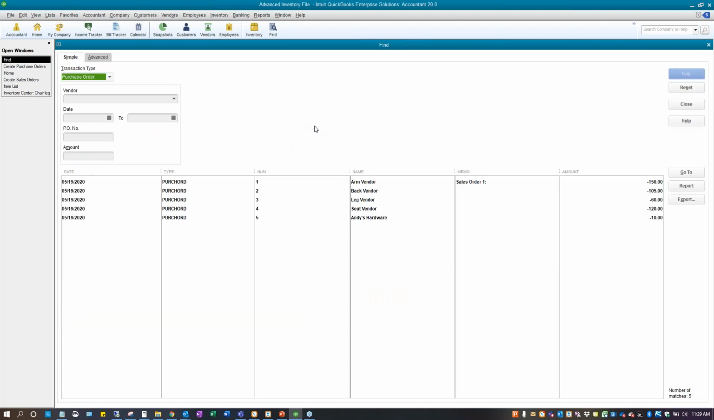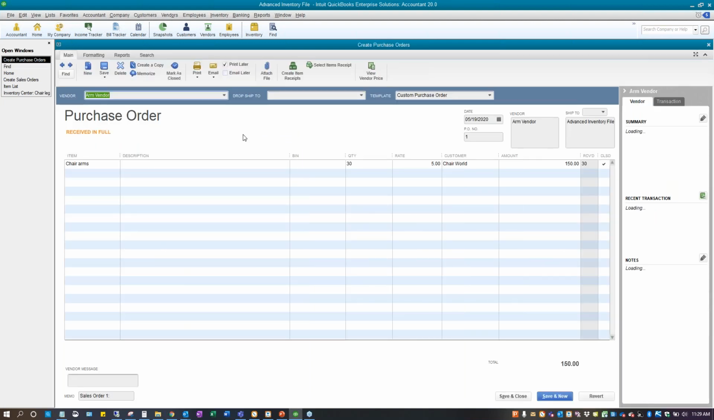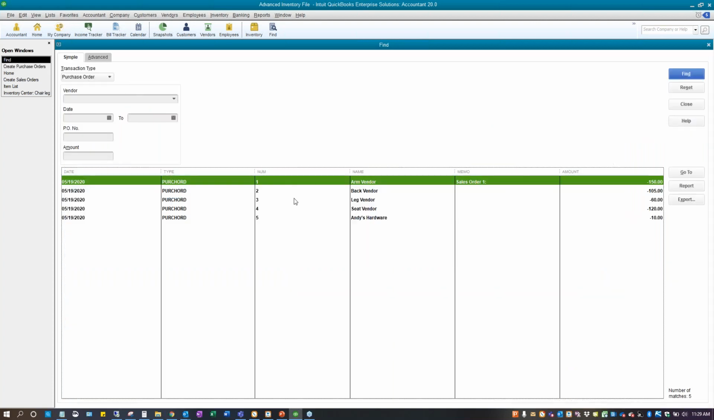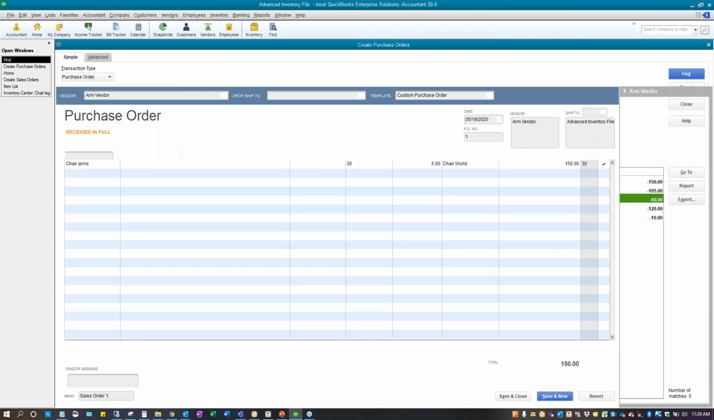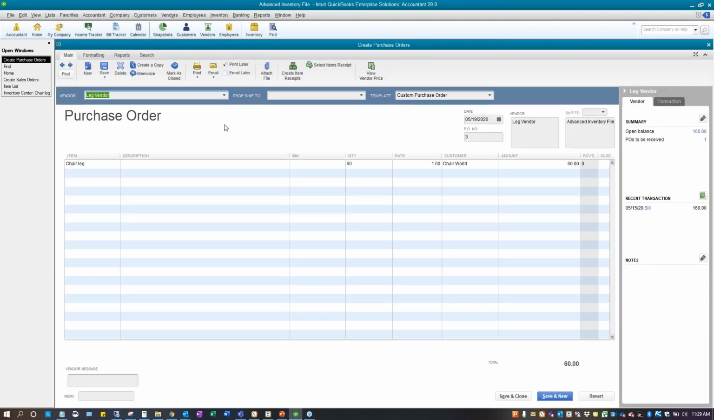So what I did then is I went in and made purchase orders for all of these pieces. And I actually tagged the customer Chairworld as a customer so that I could track it back to that order and that sales order. This one has been received in full and it's now closed. But I have other ones that may not be, like these legs, they're still waiting to be brought back in.